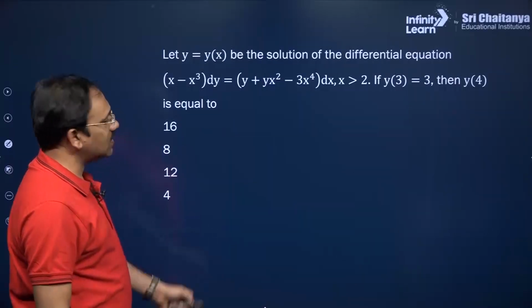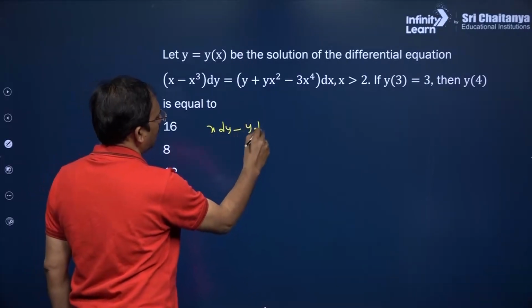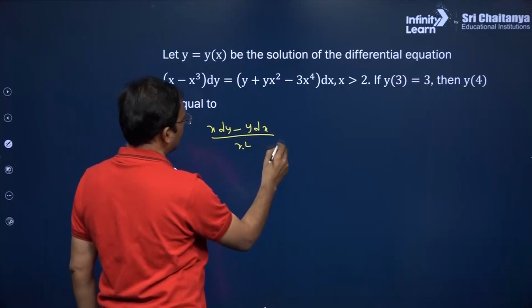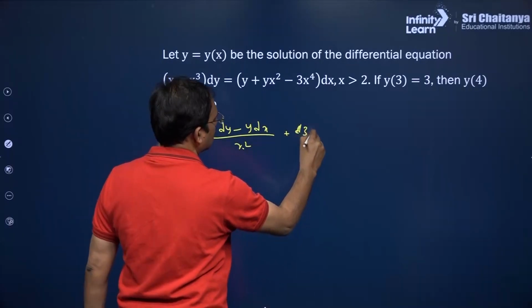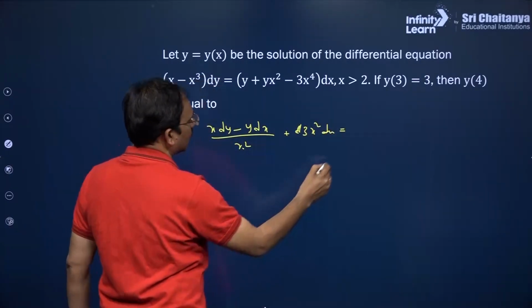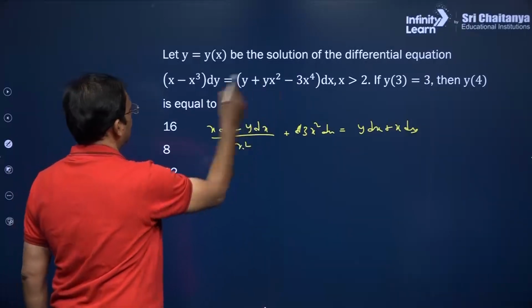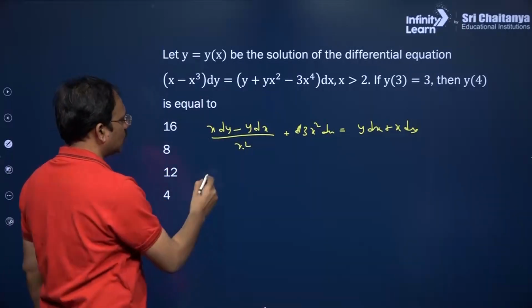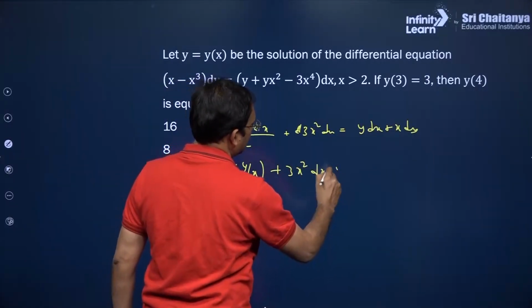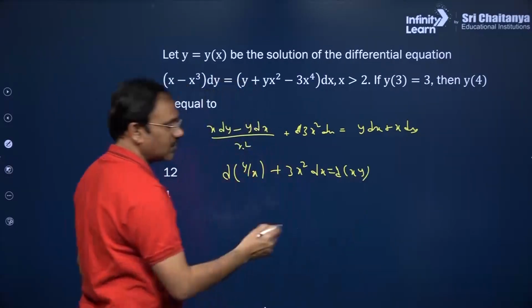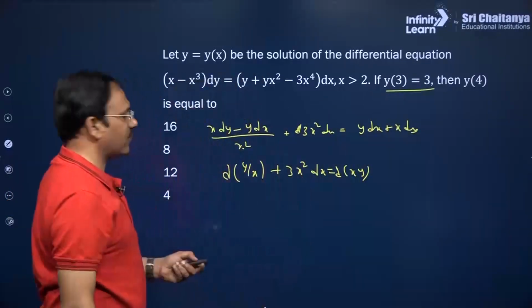Next, my dear friends, even this equation you can rearrange like x dy minus y dx by x square. You just divide with x square, friends, plus d of, you can write 3x square dx is equal to y dx plus x dy. You can rearrange, my dear friends. You see, y dx minus x dy, you can arrange so that this becomes d of y by x plus 3x square into dx is equal to d of xy. You just integrate, you will get the answer, right? To find the integration constant, use y of 3 is equal to 3, you can find y of 4.